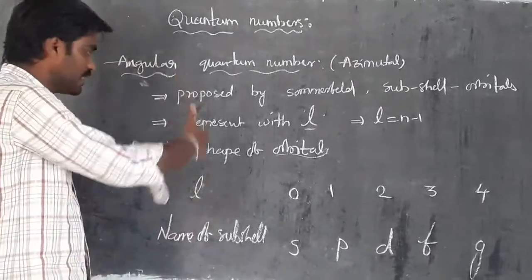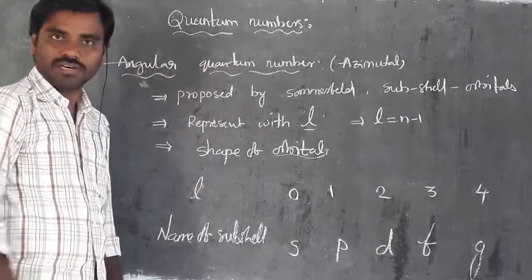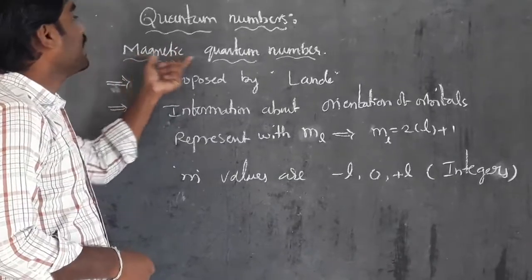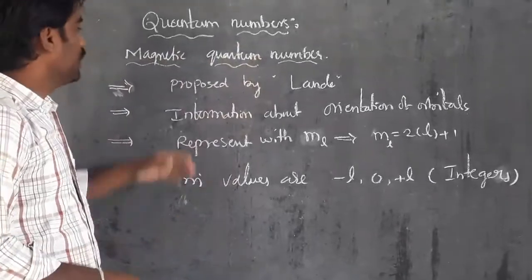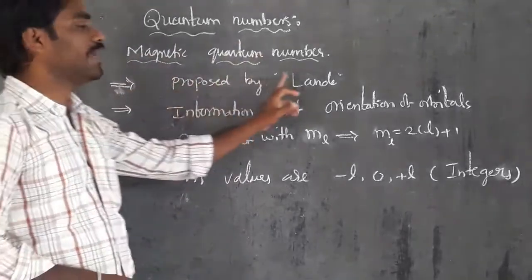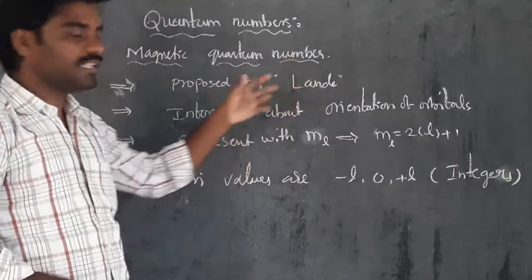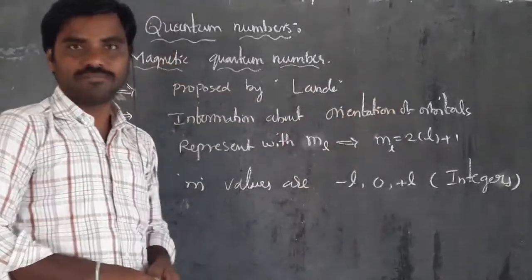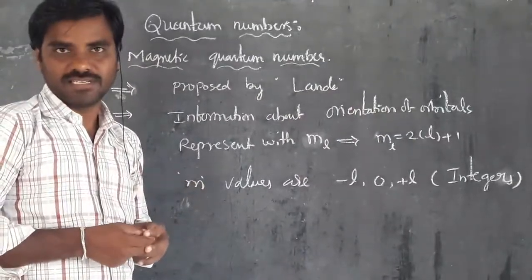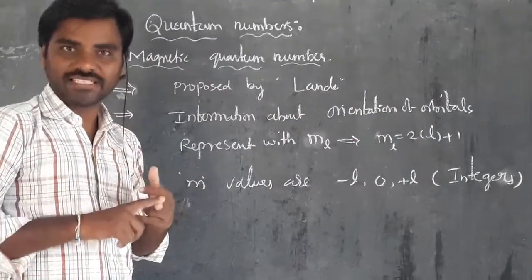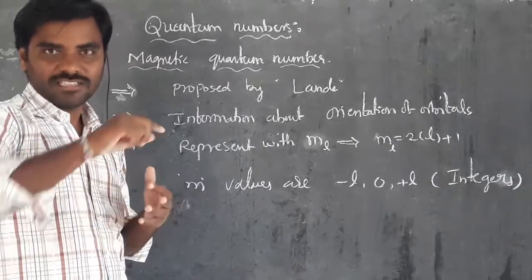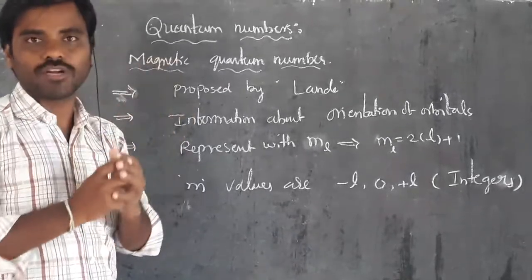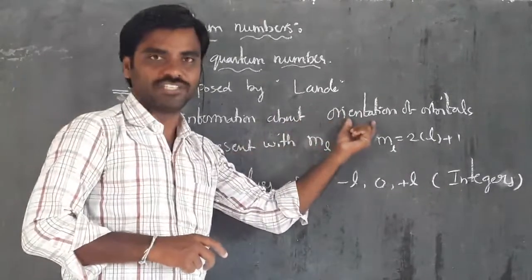So this is about the angular quantum number. Now we discuss the magnetic quantum number. The magnetic quantum number was proposed by Landé. It gives the information about the orientation of orbitals, meaning where the orbitals are present, on the x-axis, y-axis or z-axis. The exact direction and place of that orbital we call orientation.